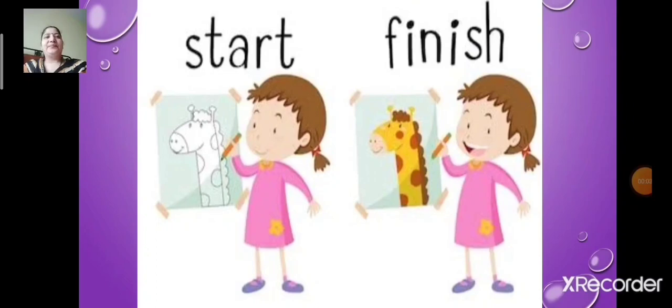Next, start, finish. This girl has started the drawing and this girl has finished the drawing. So start, S-T-A-R-T, and F-I-N-I-S-H, finish are the two opposite words.